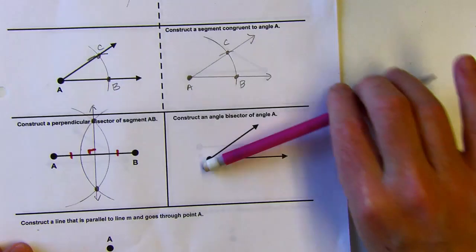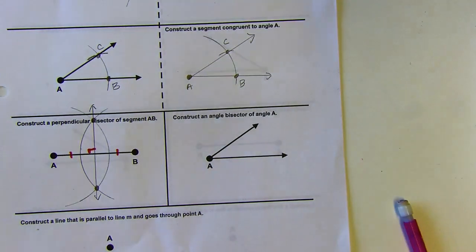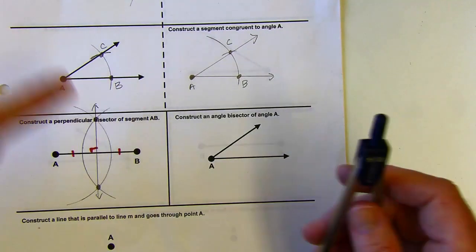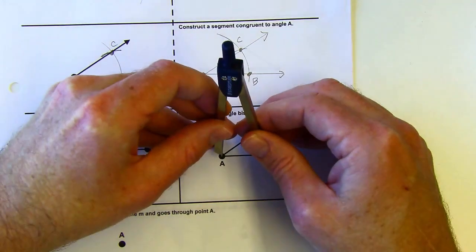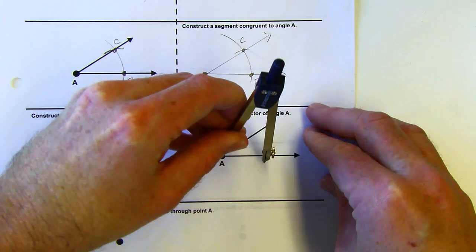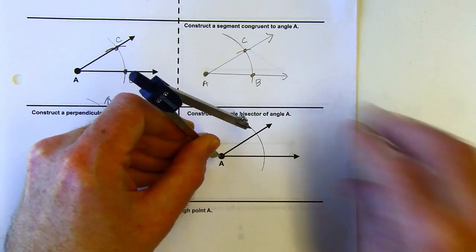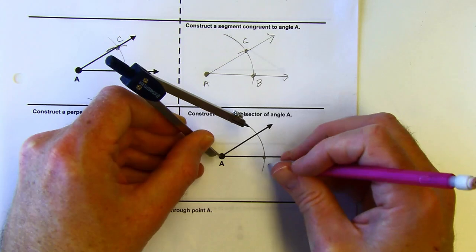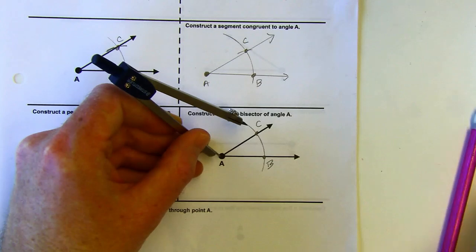Again, I could eyeball this. I know it's going to go something like that, right? But let's use our tools, okay? So I'm going to make a swoosh kind of like this one up here, just any old swoosh that goes through the whole angle. So I'm just setting my compass. So I've got a swoosh that goes through the whole angle, like so, okay? And I've got these two new intersections now. I'm keeping the setting on my compass here. I'm just labeling these B and C so that I can refer to them, okay?